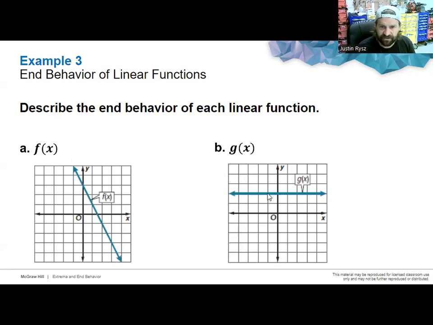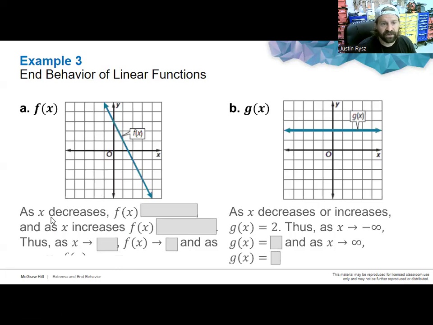Now on this one, the left goes towards 2. The right side goes towards 2. Okay, so in this first one here, as x decreases, f of x increases. As x increases, f of x decreases. We said that. Thus, as x approaches infinity, f of x approaches negative infinity.